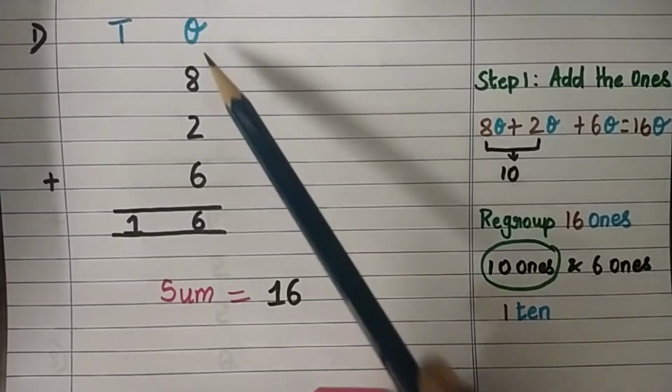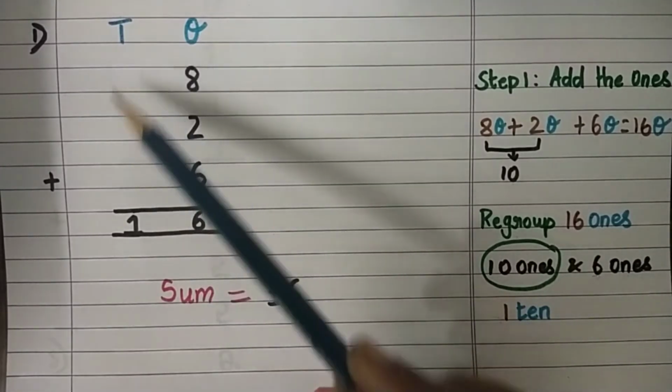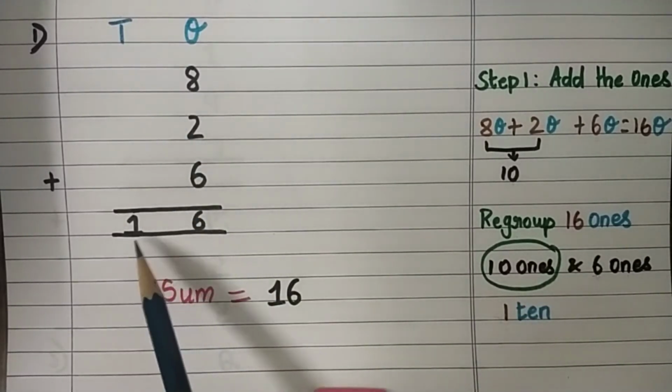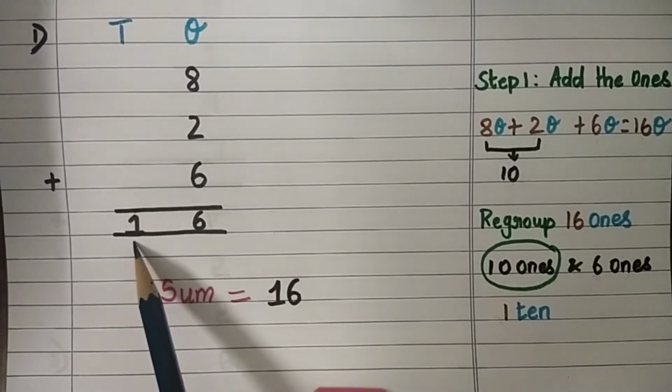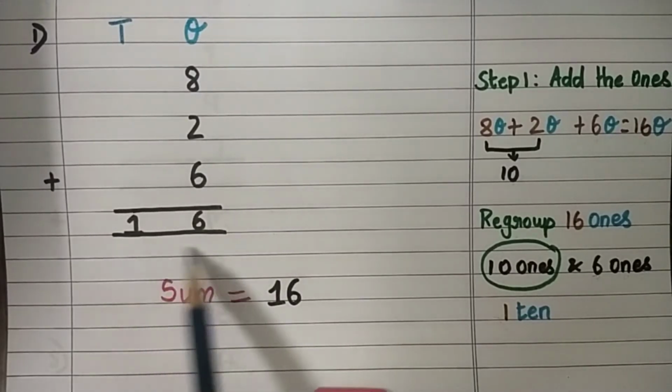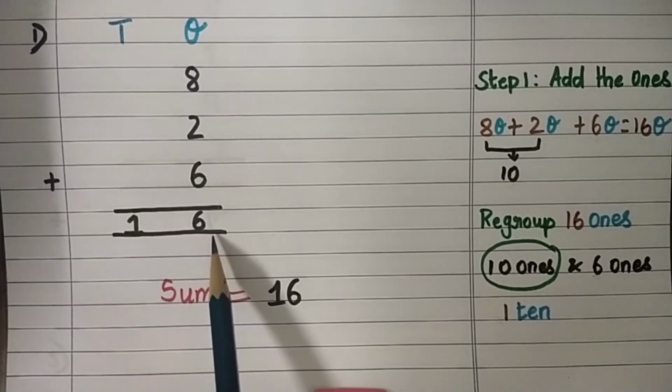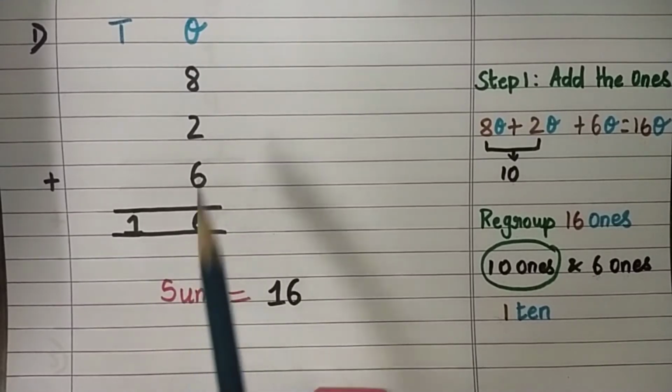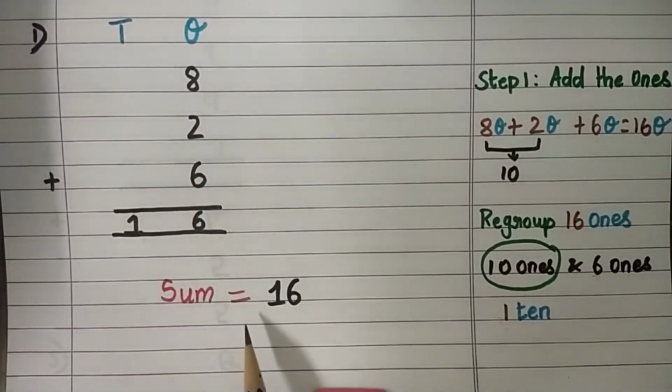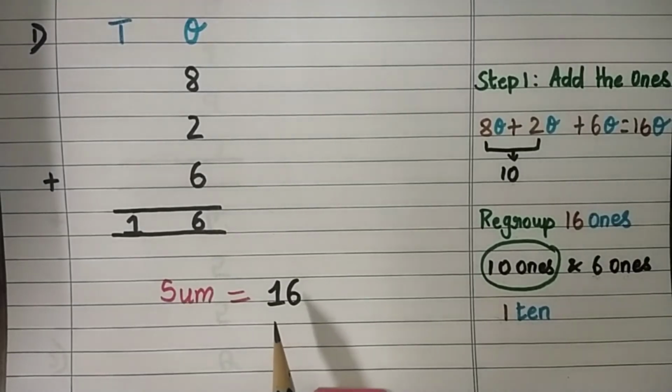Write 6 in the ones column and 1 in the tens column. After writing the ones and tens column answer, write the final answer. The answer of addition is called a sum. So the sum of all the three single digit numbers is equal to 16.